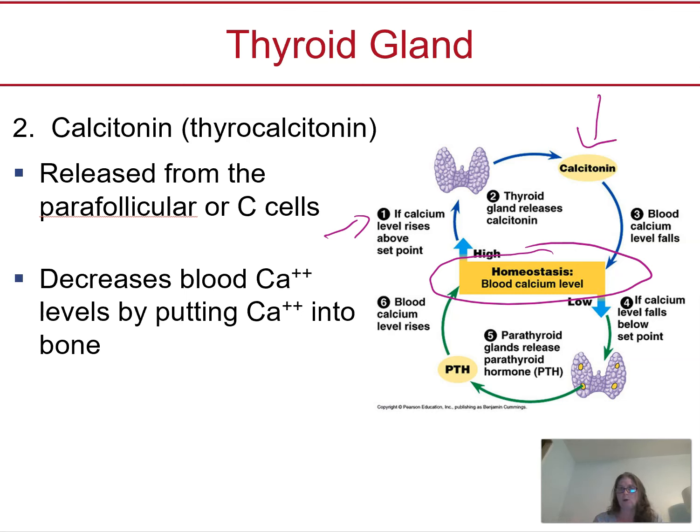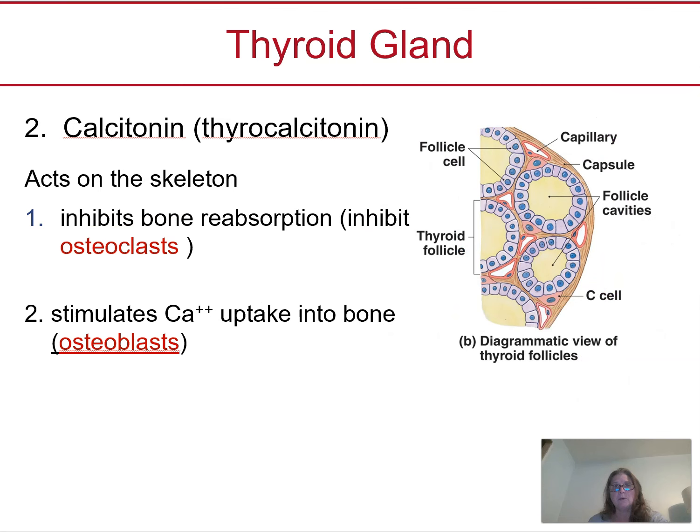So it's a humoral stimulus, right? It's for your blood calcium levels. And then what it does is it tries to bring the calcium levels back down by taking that calcium and putting it into your bones. So it primarily acts on the skeleton. It can do a little bit on the kidney and small intestine, but we're going to focus on the skeleton now.